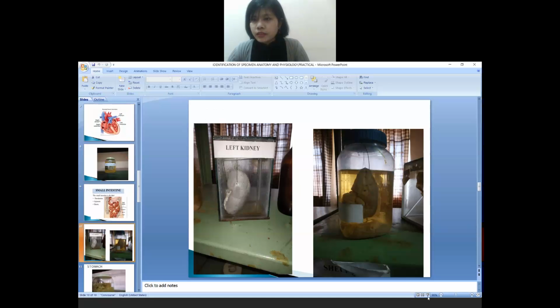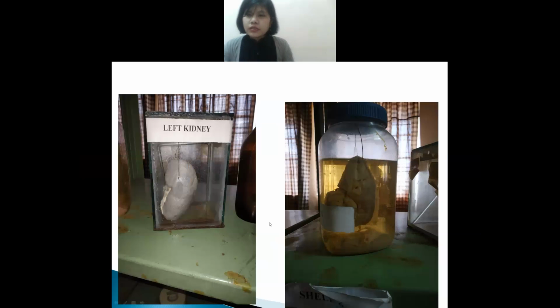And this one is a kidney. Can you see the kidney? I've collected two. This is the left, this is the right kidney. So I've collected both of the kidneys. So this is the kidney, and what is the shape of the kidney? Yes, anyone? Bean shape. Yes, bean shape.